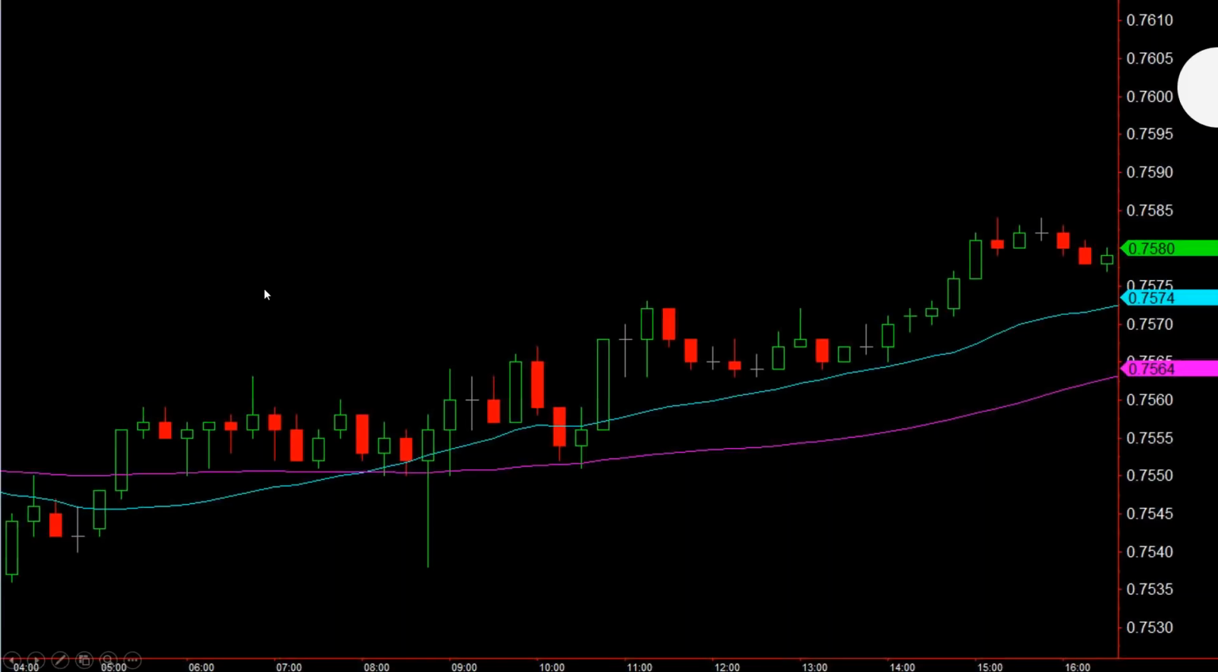Now, how would you use these formations? Well, it depends on what other indicator you use. And I do suggest using another indicator. Don't just try trading candlesticks on their own. Have another indicator there to develop your trading plan.